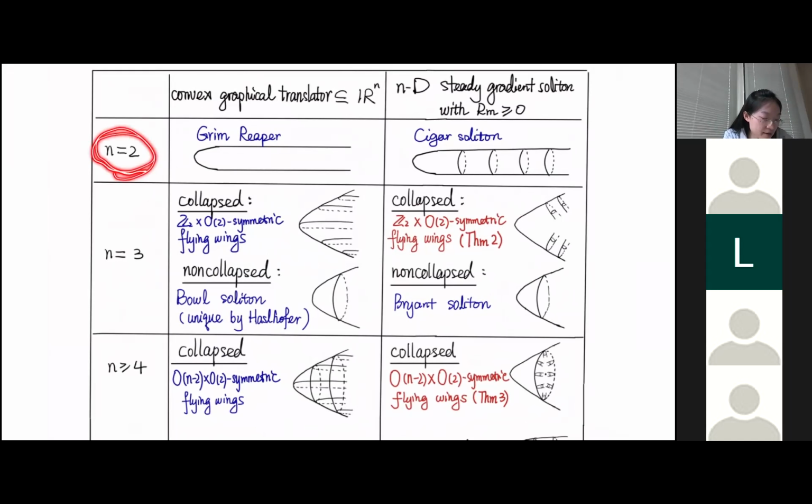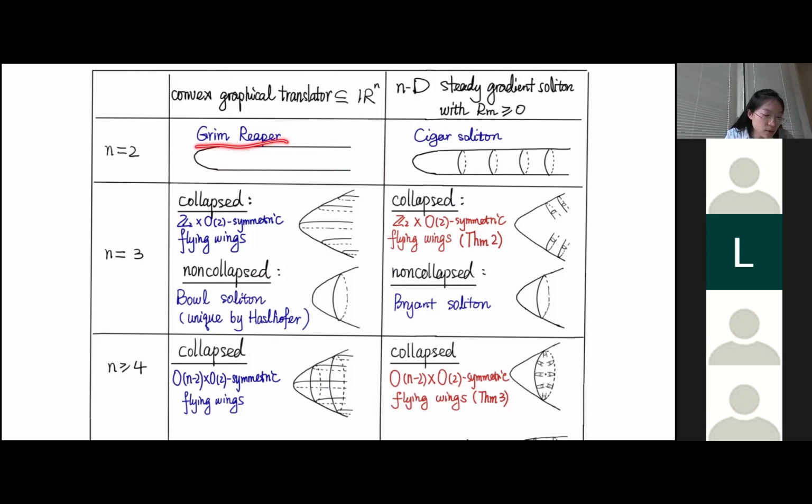Now let's start to compare them from n equals 2. So in this case, the translator is the so-called curve shortening flow, and it is called a Grim Reaper. So it's such a curve, and it evolves like this under the curve shortening flow, or the one-dimensional mean curvature flow. Okay, so this is a Grim Reaper, and it looks very much like our cigar soliton. So the cigar soliton also has bounded width at infinity, like the Grim Reaper.